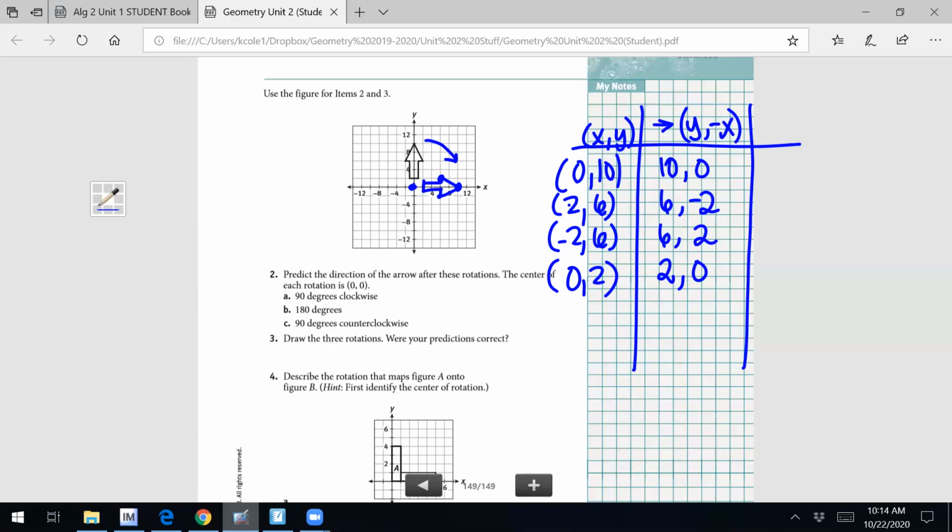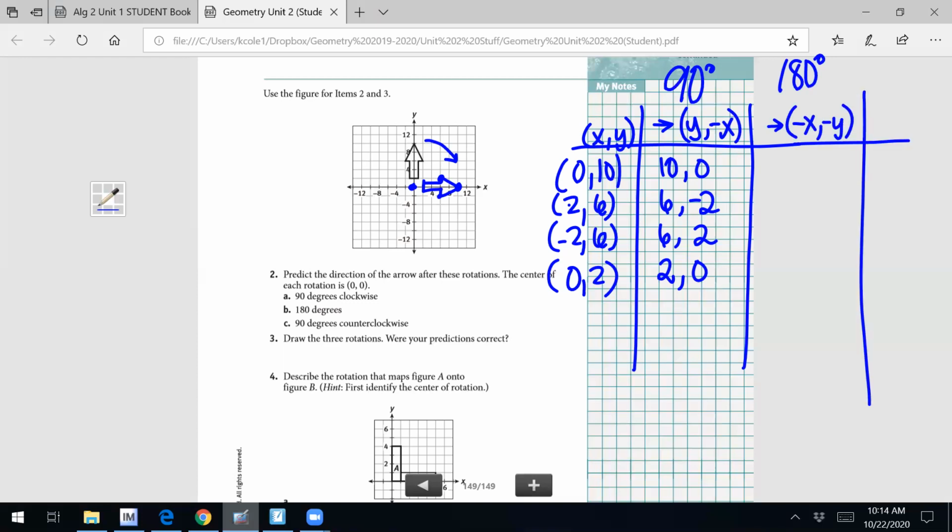So did you say it was going to be pointing to the right? Yeah, good. Okay, what about 180? It's going to be down. What is our function for it to be 180 degrees? Very good. Opposite of x, opposite of y.